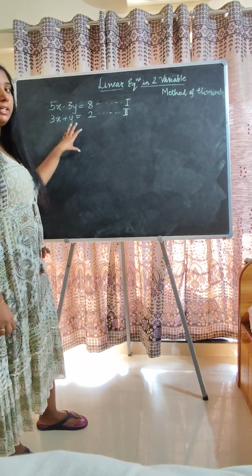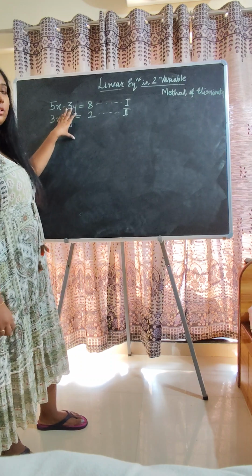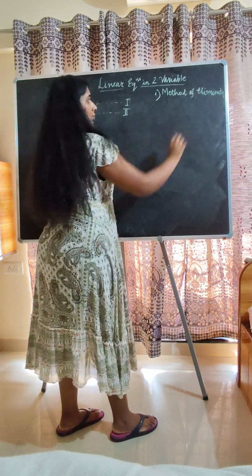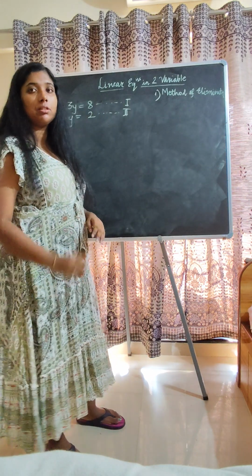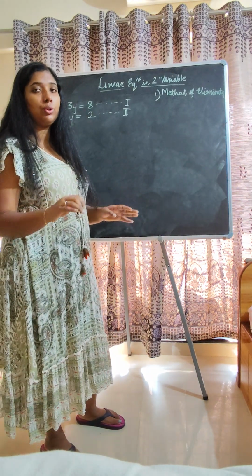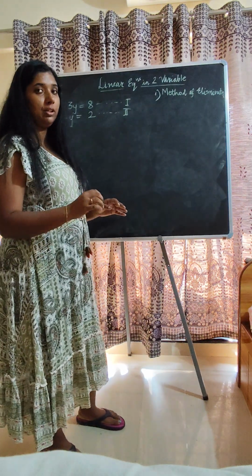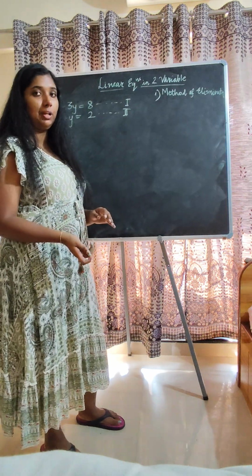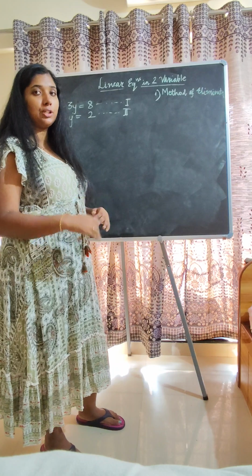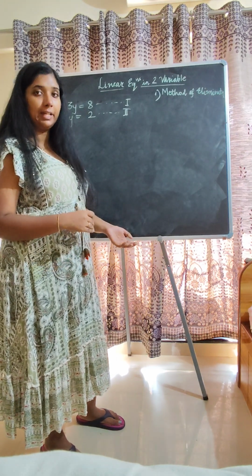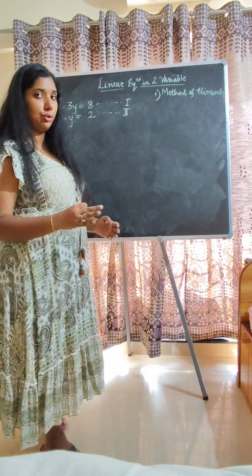Once you know that they are linear equations, how will you solve this? First we will learn the method of elimination. Elimination means removal. So you need to remove at least one variable completely and get the value of the other variable, and then substitute into the equation to get the value of the eliminated variable. I shall explain this.